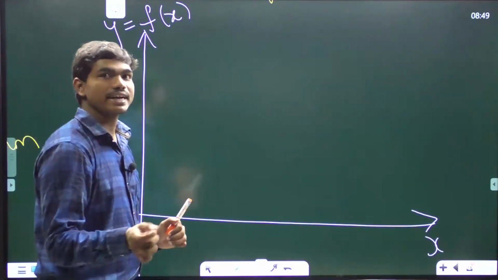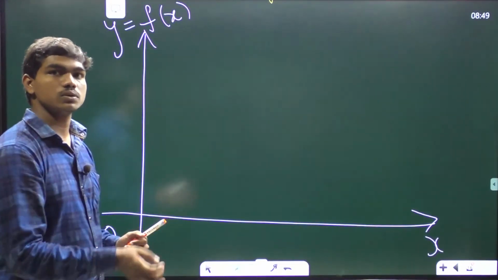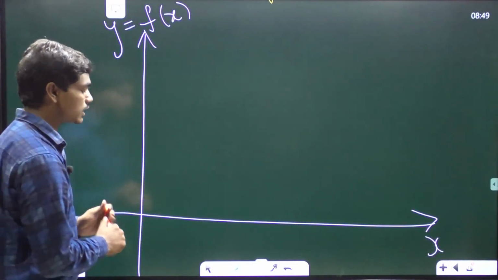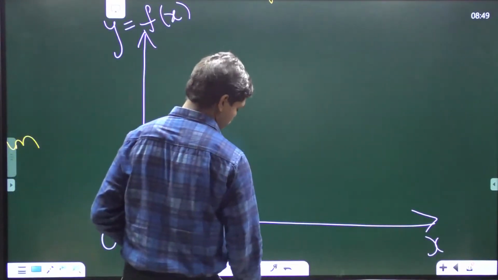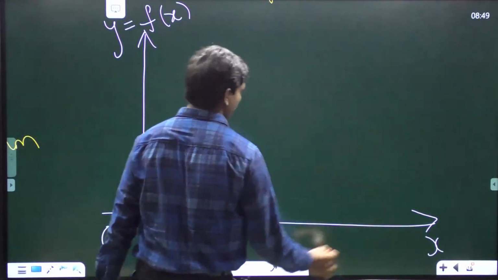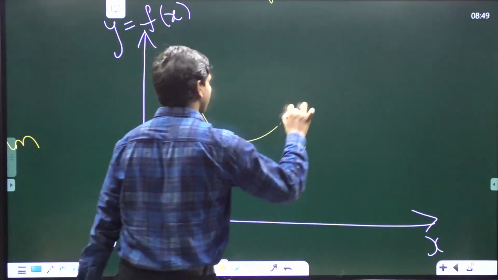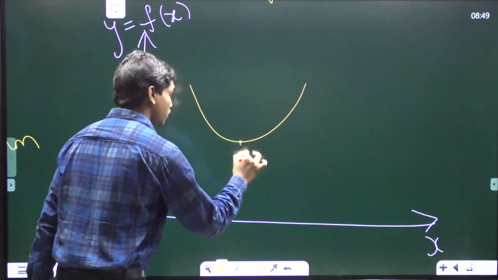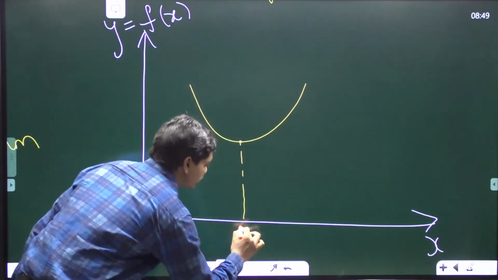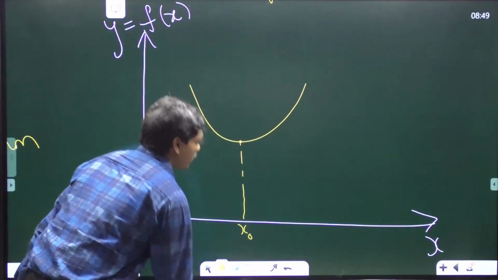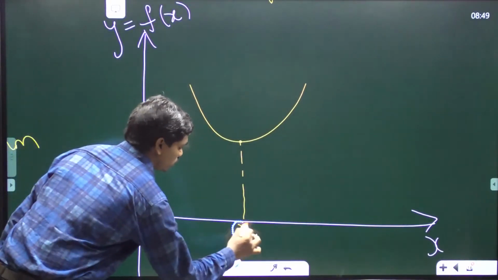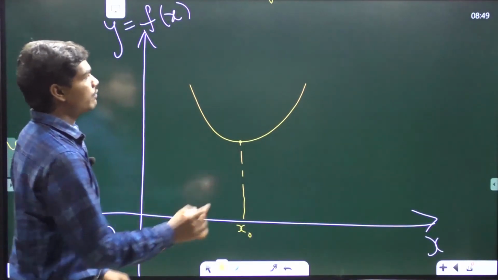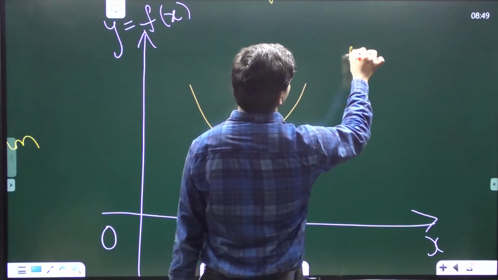Now I told you if the second derivative at a point is greater than 0, then the function has a minimum. So let us see that now. Let us suppose there is a function like this which has a minimum here. Geometrically, you could sense that. So let us suppose this point is x0.